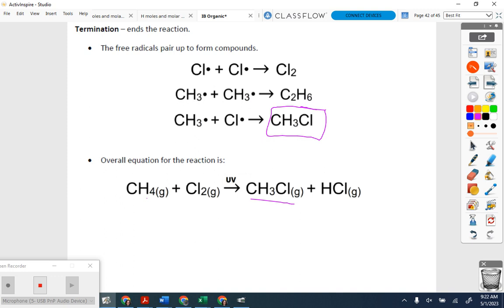I've seen a couple of paper 2 questions about this cycle.